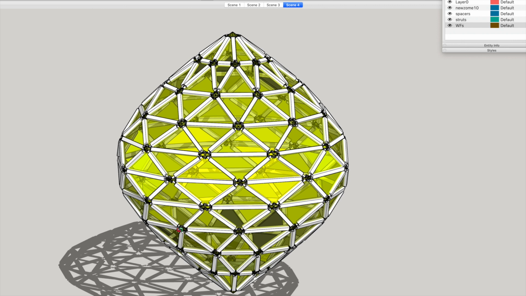So I'll leave that with you. I am working on zome plans and I'm working on other methods to build zomes.